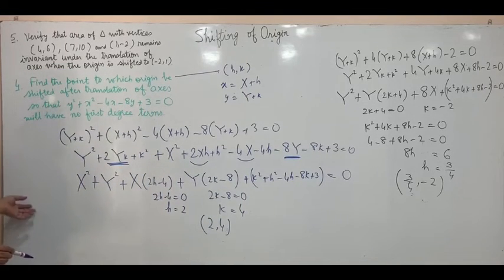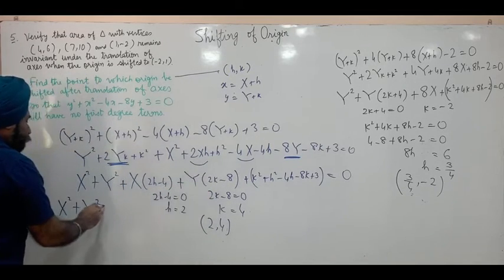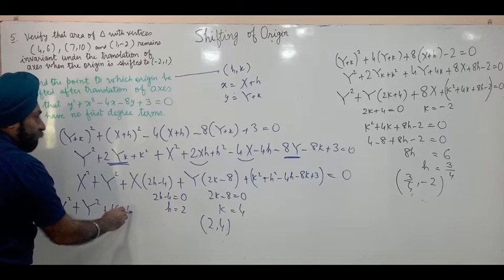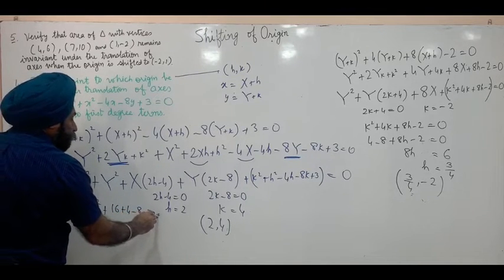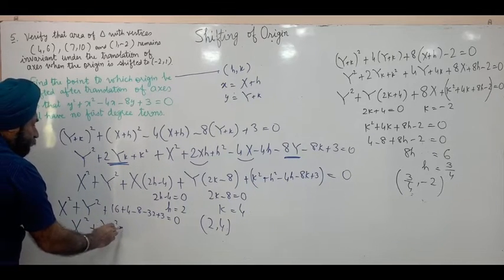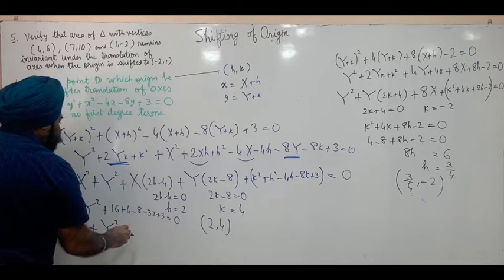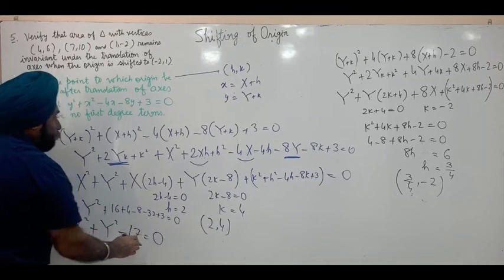So what will be the new equation? Substituting these values, we have X square plus Y square. The first degree terms are 0. Plus k square is 16, plus h square is 4, 4h minus 4h is minus 8, minus 32 plus 3. This is 0. That's X square plus Y square plus 20 plus 3, 23, and 23 minus 40. So this is minus 17 and equals 0.